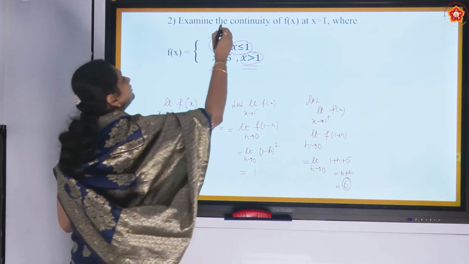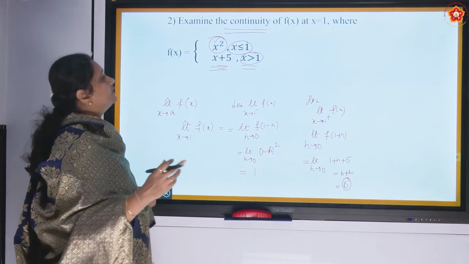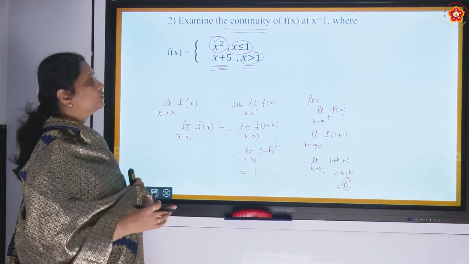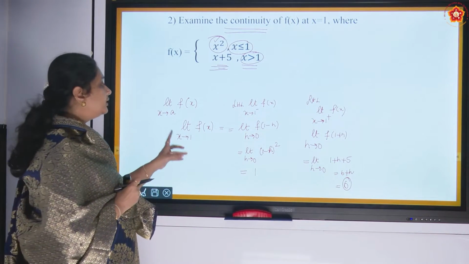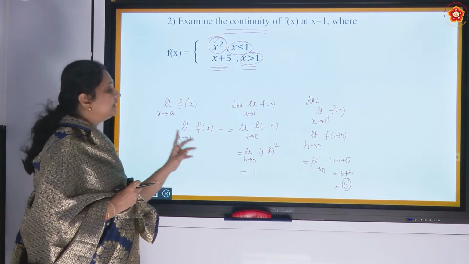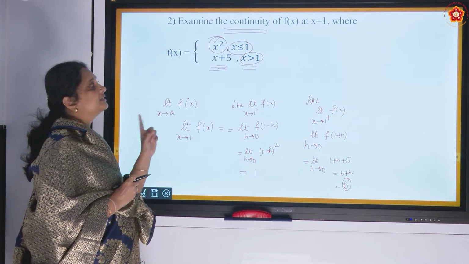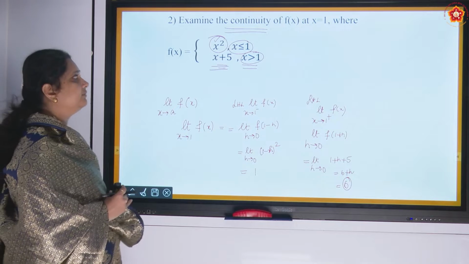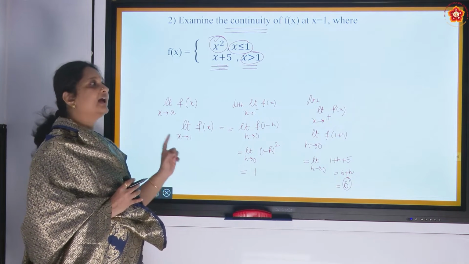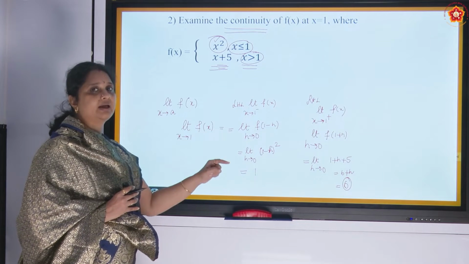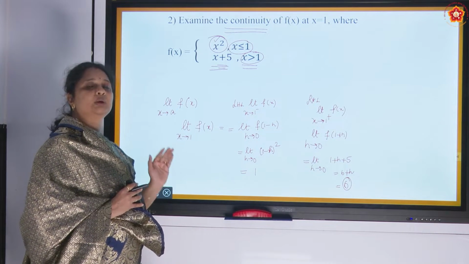So I can see very much that this function is not continuous at x is equal to 1 because the limit itself does not exist. So only if the limit exists and that is equal to the function value, then we can say that this function is continuous. So basically when we check the continuity, we need to first check if the limit exists and if that limiting value is equal to the function value at that particular point, then we can decide that it is continuous.